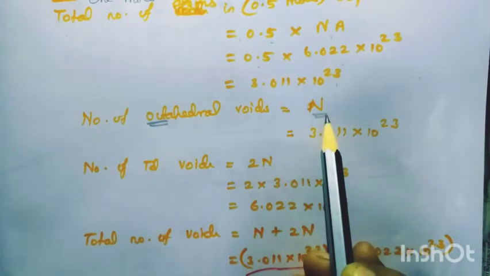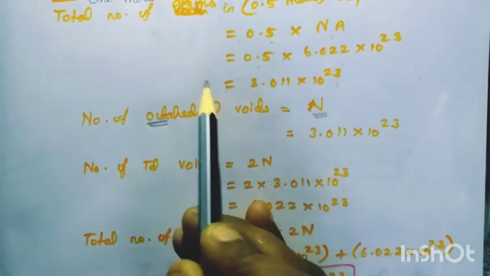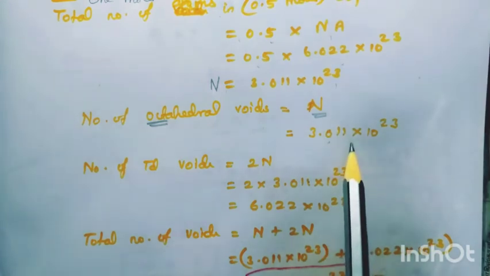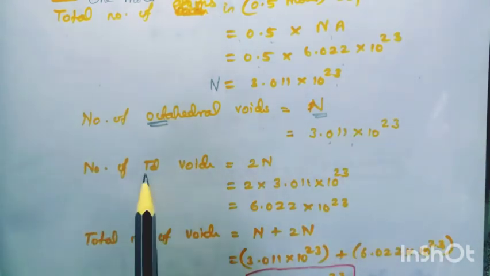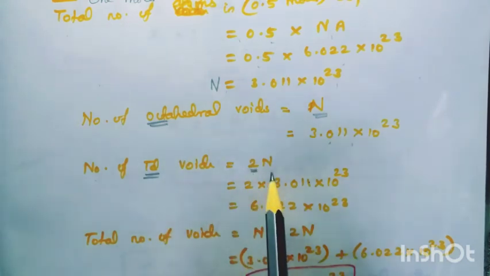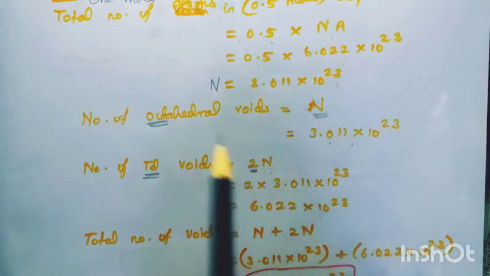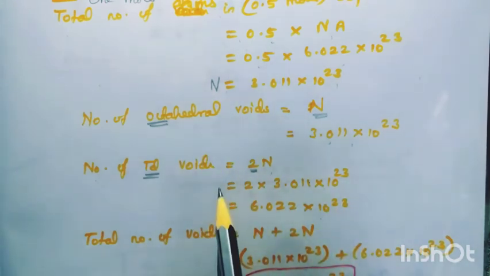Octahedral voids: n. This n is the total number of atoms, which is equal to 3.011 × 10^23. The number of tetrahedral voids is twice that, 2n. So 2 times this value gives the tetrahedral voids. We find octahedral and tetrahedral voids.